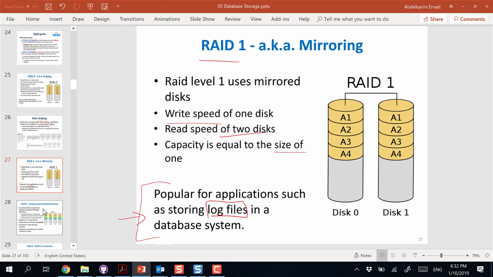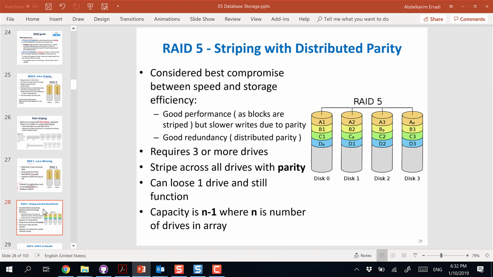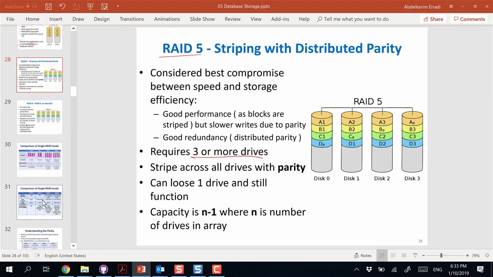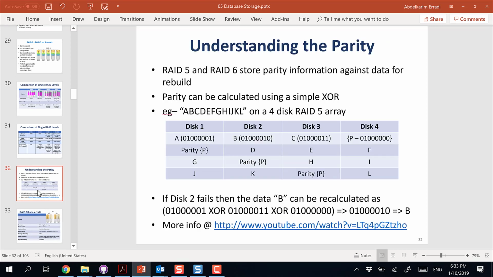Okay. There is also RAID 2, 3, 4. They are not practical, so I didn't even bother thinking about them. The most famous and the most widely used RAID is RAID 5. The way RAID 5 works, it requires at least 3 disks. Let me explain it. There is something called parity that we need to explain, okay?